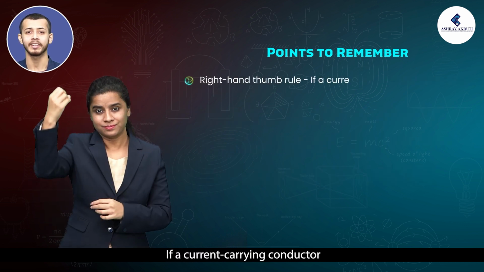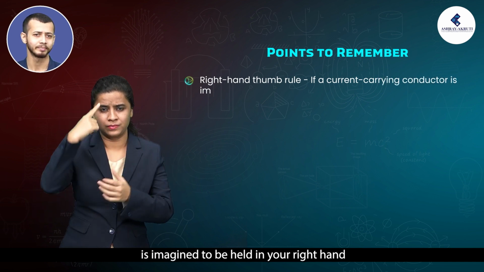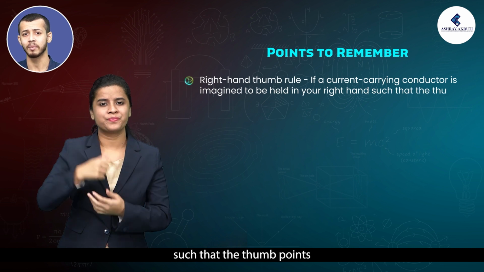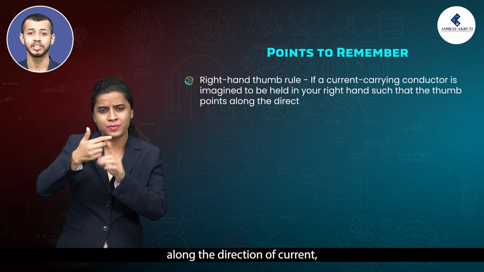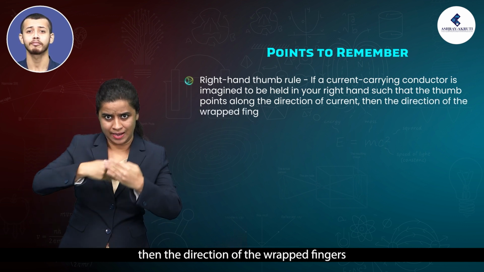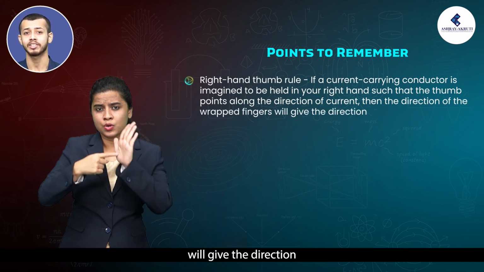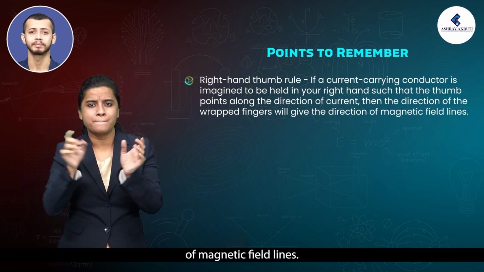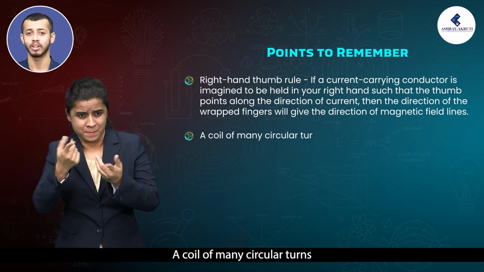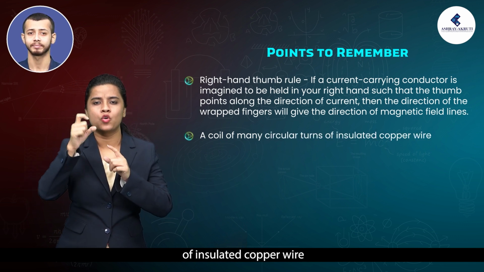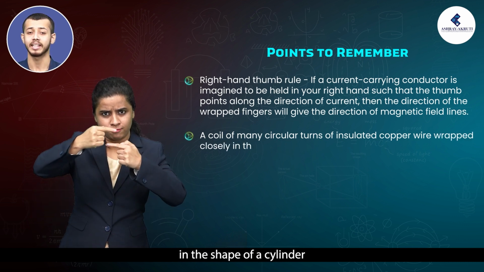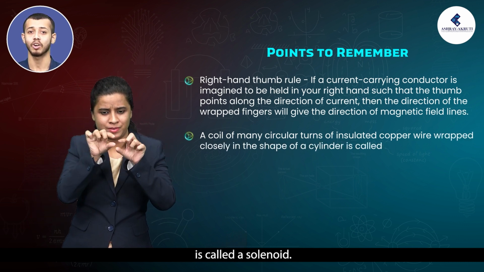Right hand thumb rule: if a current carrying conductor is imagined to be held in your right hand such that the thumb points along the direction of current, then the direction of the wrapped fingers will give the direction of magnetic field lines. A coil of many circular turns of insulated copper wire wrapped closely in the shape of a cylinder is called a solenoid.